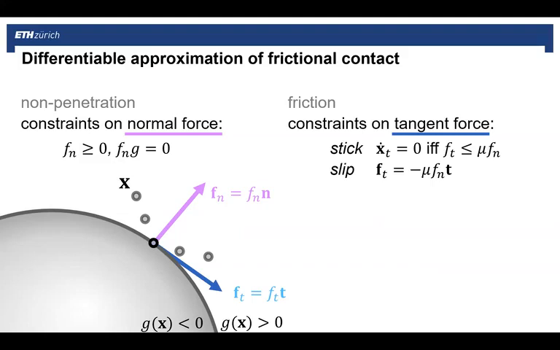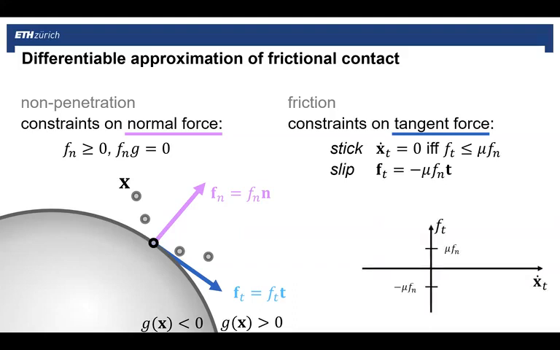If it is too large, and this is basically a relationship that's governed by the magnitude of the normal component of the force, then the mass point will be moving in the tangential direction relative to the object it's colliding with, and the magnitude of the friction force will then be given by this expression. So the friction force must be opposing the relative velocity.